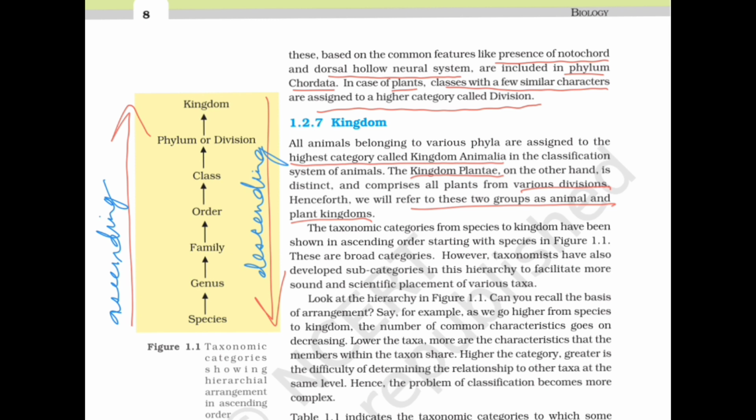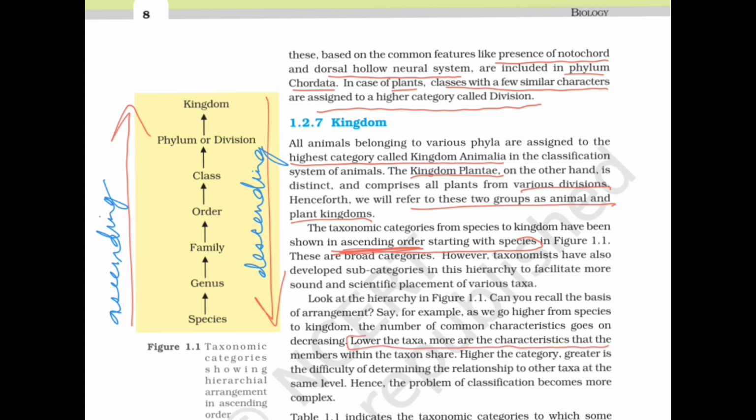Taxonomic categories from species to kingdom have been shown in ascending order, starting with species. So from species to kingdom, you go in ascending order. Don't forget this. Ascending order, descending order, 95% of the people go wrong in this. It is such a common sense question.